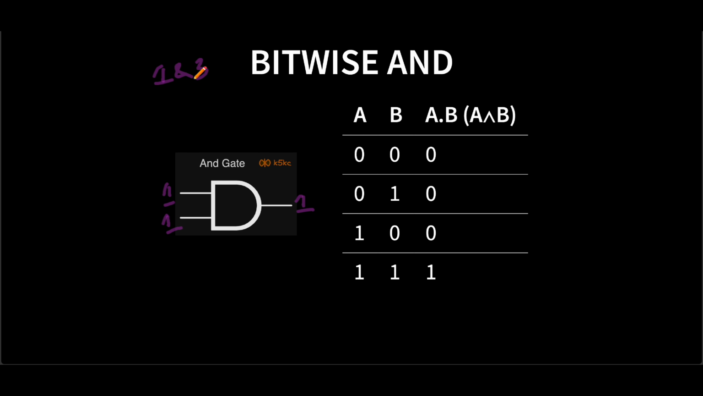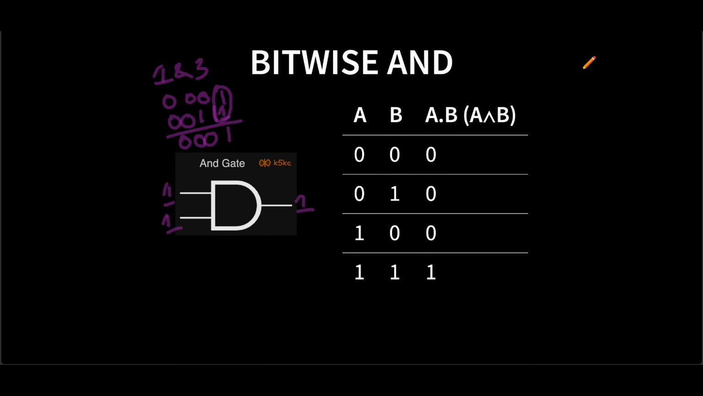Suppose we have to do 1 and 3. The binary representation of 1 is 0, 0, 0, 1, and the binary representation of 3 will be 0, 0, 1, 1. Now if we do bitwise AND between them, only this bit in both the operands actually retains. So we will get output as 0, 0, 0, 1, which is equal to 1.